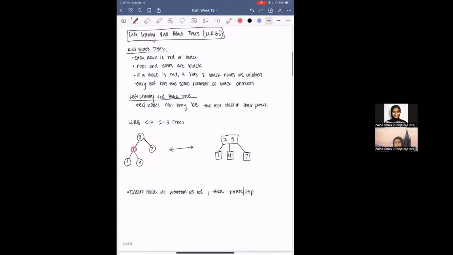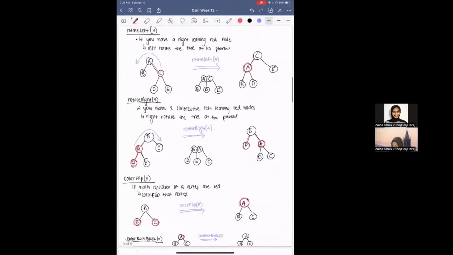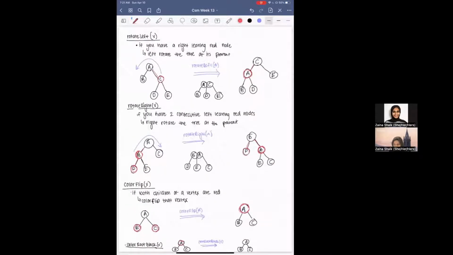And then when we're inserting a node into an LLRB, we always insert it as red, and then we perform rotations and flips to make sure that it's balanced and it follows the properties of an LLRB. So we can talk about the rotations.